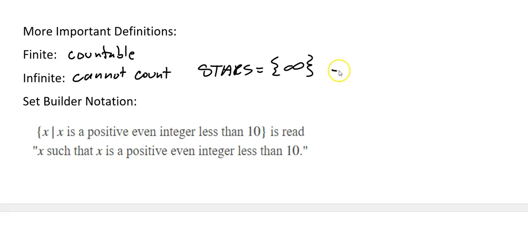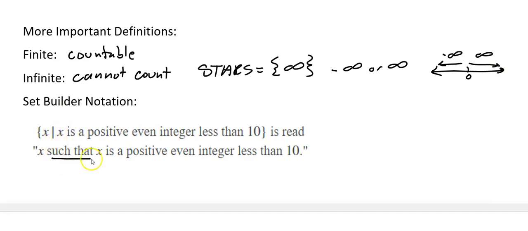Okay, infinite is denoted by negative infinity or positive infinity, and you can graph it as negative infinity, positive infinity. Okay, set builder notation is just another way to write sets. Okay, this says x. This little bar right there means such that. So you would read this: x such that x is a positive integer less than 10. That's literally saying whenever you solve for x, x is going to be any positive integer less than 10. Okay, you'll see some of that on your homework.